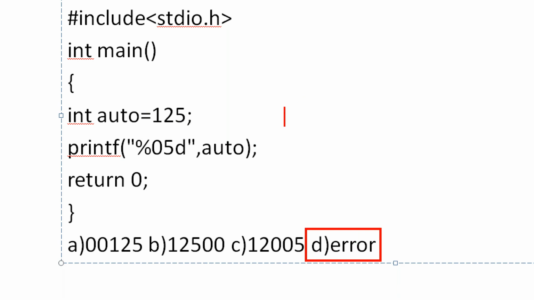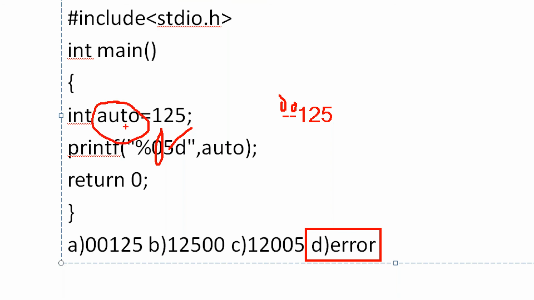Most people think like this: first spaces, then 1 to 5, and replace these two with zeros. So basically percentage 5d allocates 5 spaces, and wherever empty space is there, zeros are allocated. So that represents percentage 05d. But anyway, here I'm using a keyword as the variable name.